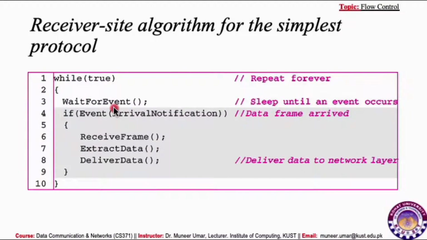We have a similar wait for event, which is used to sleep until the event occurs, which is the arrival of the frame from the physical layer. So this algorithm is used at the receiver side, and this is part of the simplest protocol used for a noiseless channel.